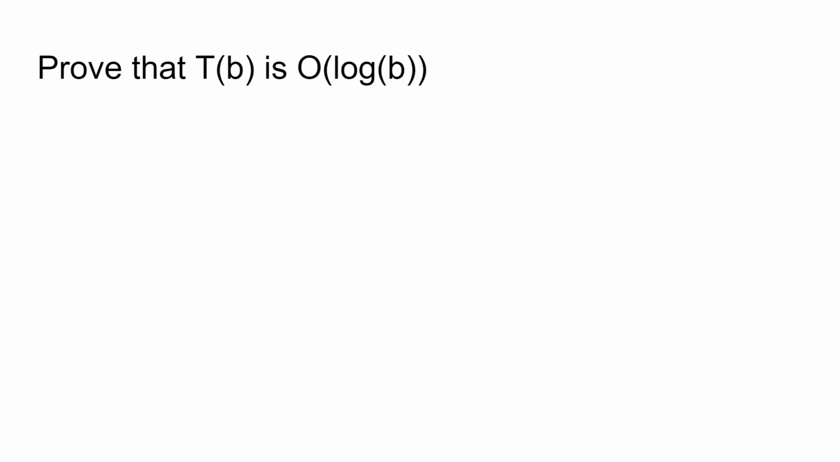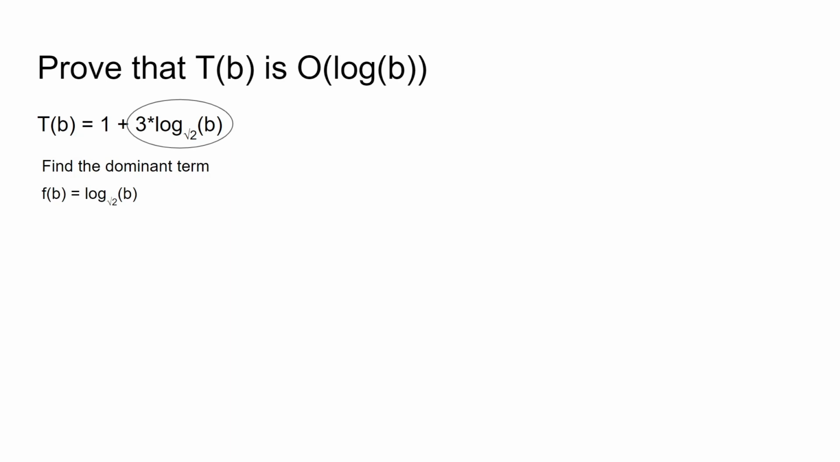Now that we've found the runtime function, everything else is the same as the previous 2 examples. Since our runtime function is with respect to b, we are going to call it t of b instead of t of n, and we are going to replace n and n naught with b and b naught. First, we find the dominant term. In this case, it is 3 log base square root of 2 of b. Then we set f of b equal to log base square root of 2 of b.